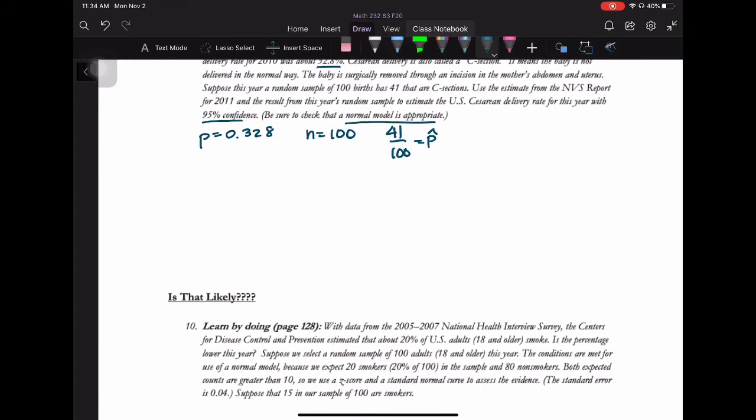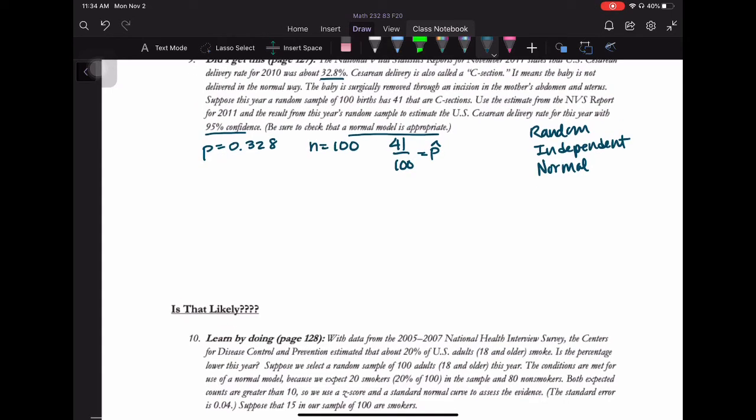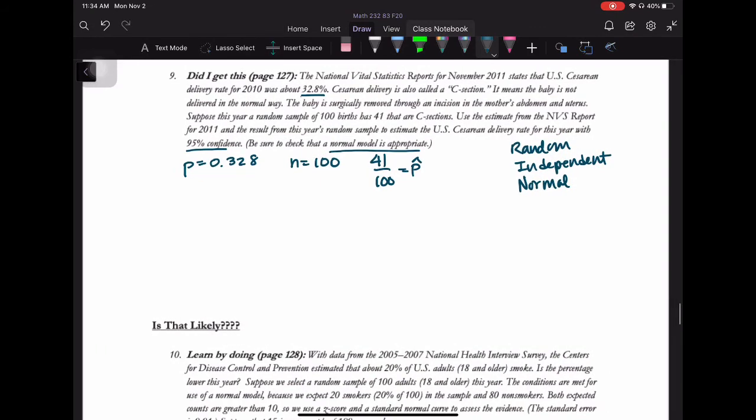There's actually three conditions you should be checking. You should be checking whether you're talking about a random sample, whether your sample is independent, and whether it is normal. And by independent, you're determining whether one woman's cesarean section affects another, which it clearly doesn't. So our sample is independent. But when you're doing actual statistics, you're tasked with checking more than just the normal condition. Remember that the normal condition is checked by np greater than or equal to 10 and n(1 minus p) greater than or equal to 10.